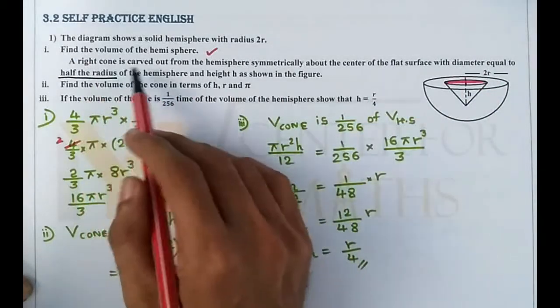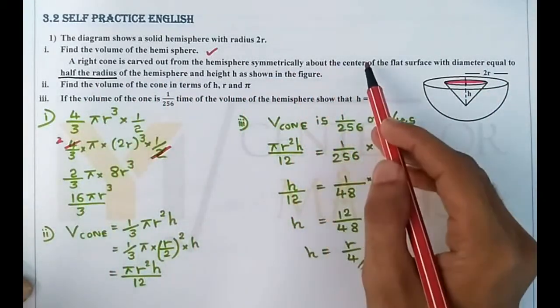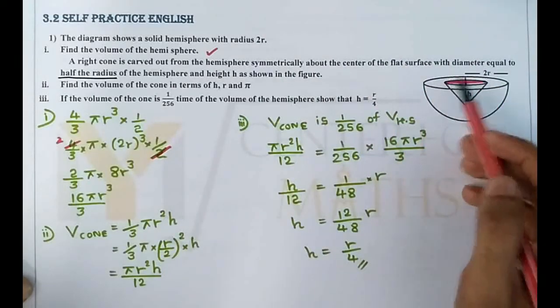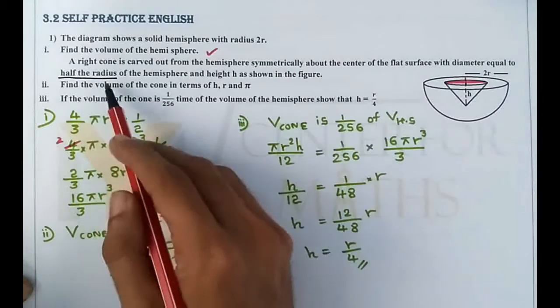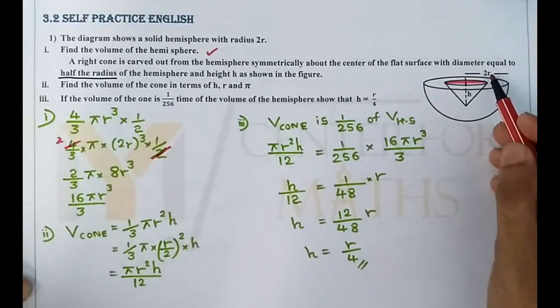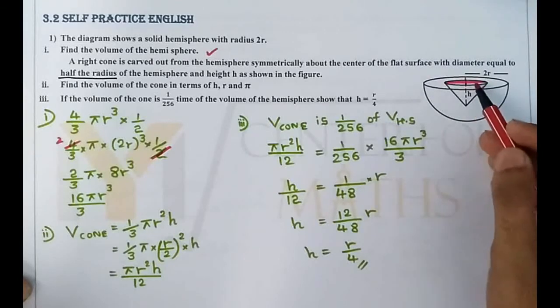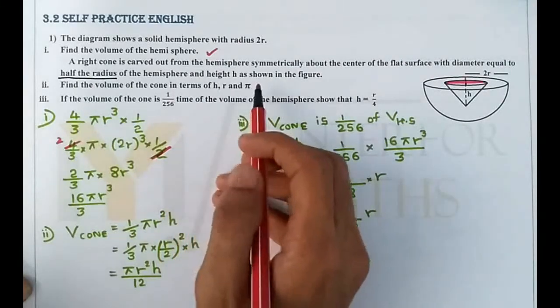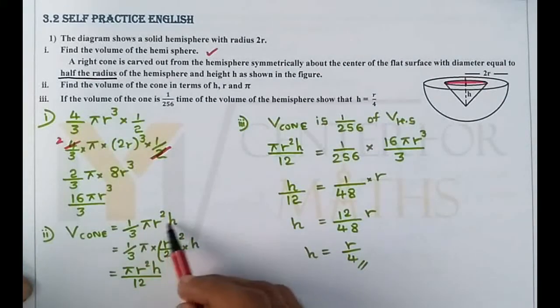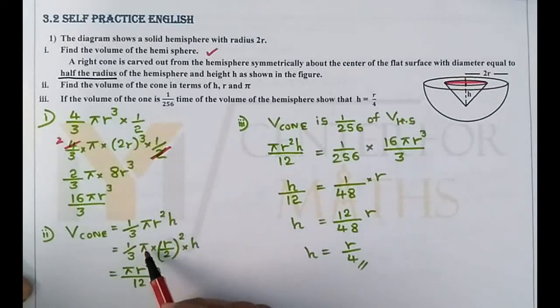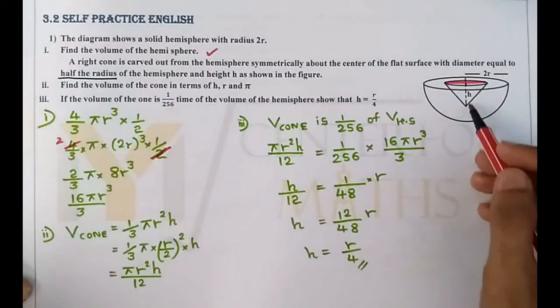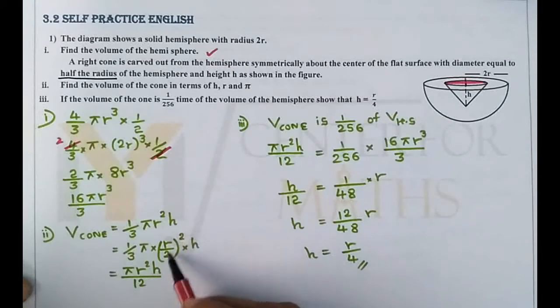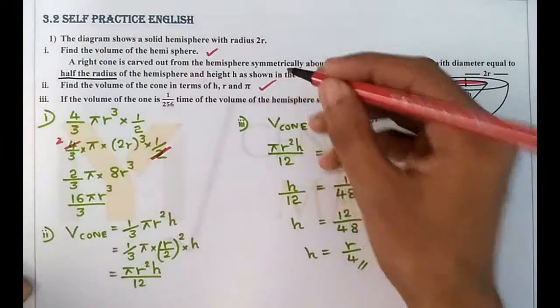Read again. A right cone is carved out from the hemisphere symmetrically about the center of the flat surface with the diameter of this cone equal to half the radius of the hemisphere. Half the radius of the hemisphere is r. So the diameter is r, then the radius is r/2. That's what I have marked here. And they are asking us to find the volume of the cone in terms of h, r and π. So here it is 1/3 π r squared h, that's the common formula. 1/3 π, just let it be, and the radius of the cone is now r/2, and the square is still there, and the height is still h. Now we'll simplify that. 2 squared is 4, and 4 times 3 is 12, so π r squared h over 12. That's it. So the second one also is clear.